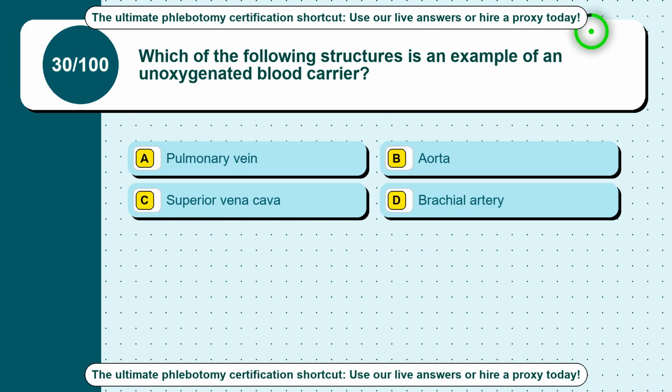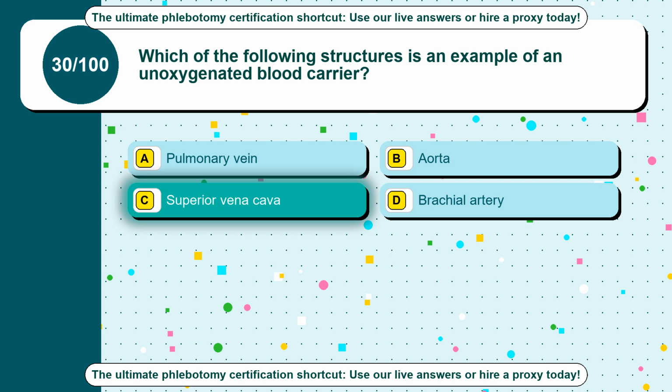Question 30. Which of the following structures is an example of an unoxygenated blood carrier? Option A, pulmonary vein. Option B, aorta. Option C, superior vena cava. Option D, brachial artery. The correct answer is option C, superior vena cava.